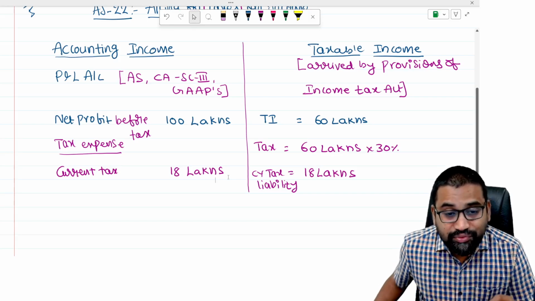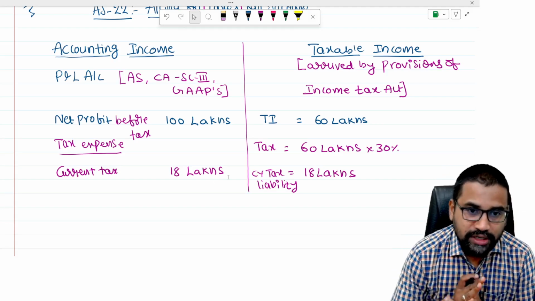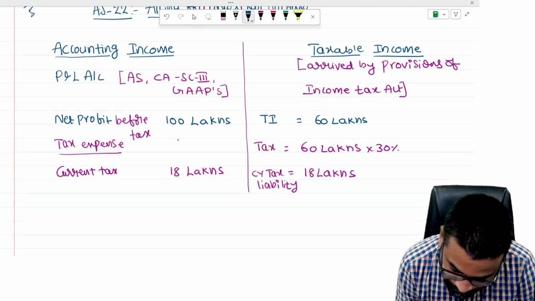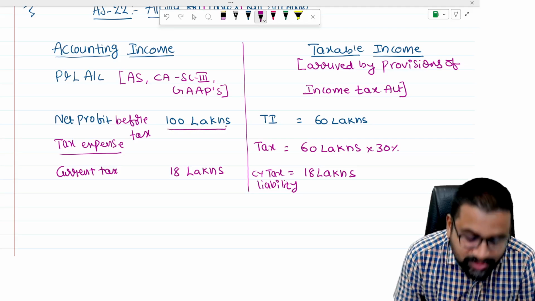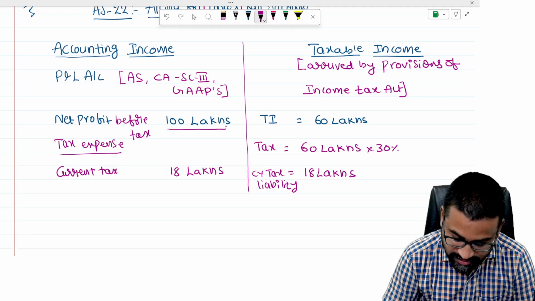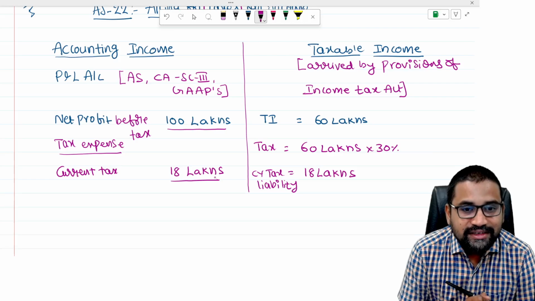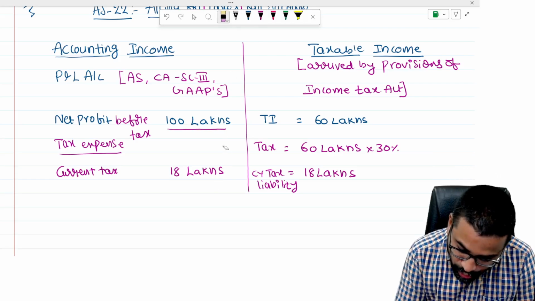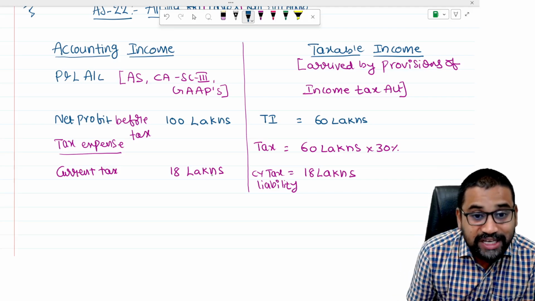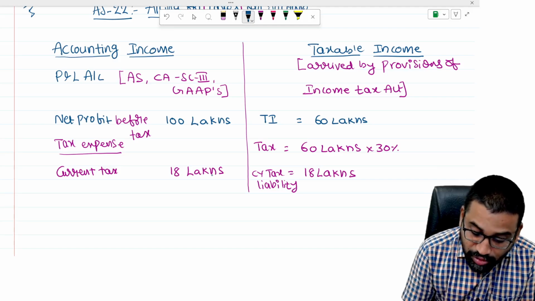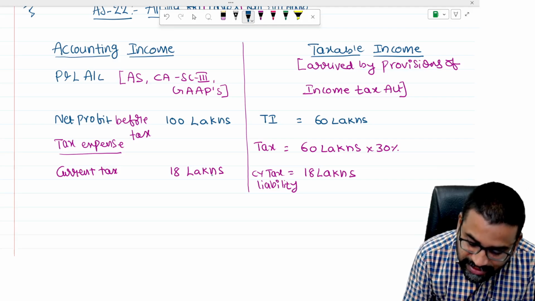See, there is one big problem here. There is one conceptual thing. What is that? See here. What is your net profit as per P&L account? 100 lakhs. Now you are showing your tax liability as 18 lakhs. And you know that this 18 lakhs came from taxable income. Now you are saying that I earned a profit of 100 lakhs, but you are paying tax of 18 lakhs.